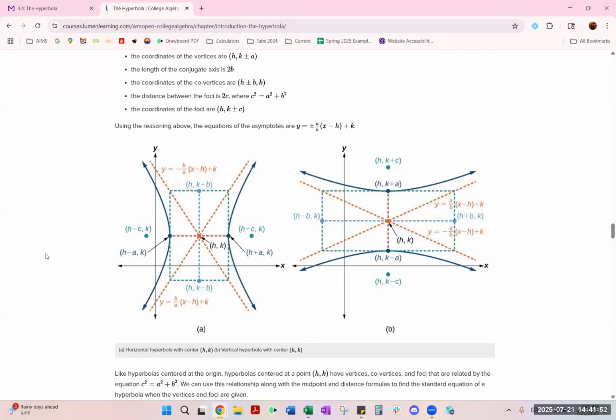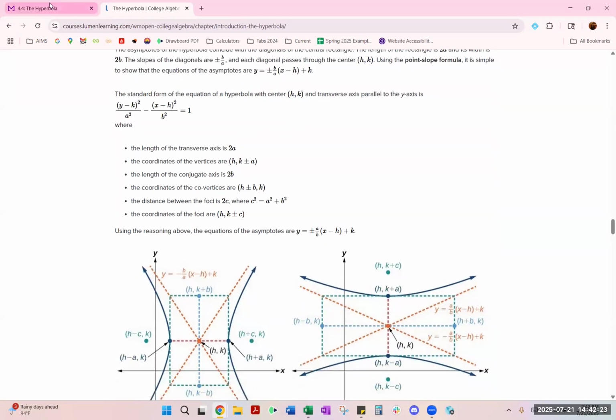So basically, when we have a transverse axis on the x-axis, I like to call it a hyperbola opening left and right, because you can see the arms of the hyperbola are facing left and right. Whereas when the hyperbola has a transverse axis on the y-axis, you can see the arms or the branches of the hyperbola will be opening up and down. So I think that's an easy way for you to visualize what your hyperbolas will look like.